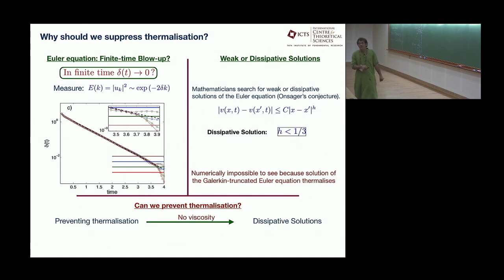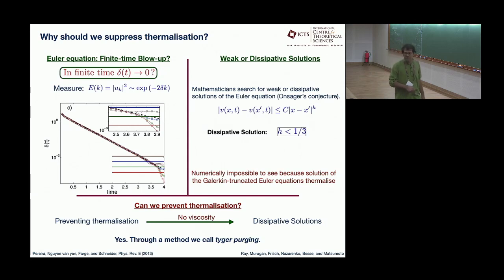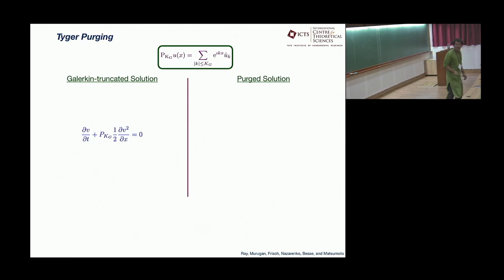Essentially, without adding any viscosity, can we actually obtain dissipative solutions to these inviscid equations? And the answer is yes, and I'll sketch out the procedure that we are using. That's why I'm rather happy to be speaking here, because this is quite recent and it's the first time I'm talking about this. So as you recall, this is your standard Galerkin truncation.